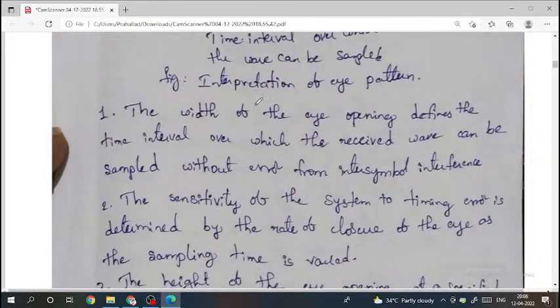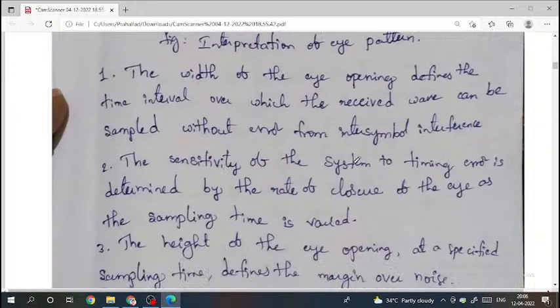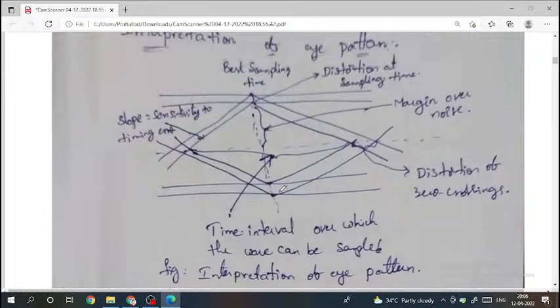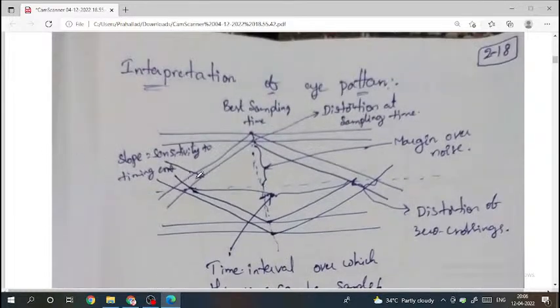Okay, so the same is explained here also. The width of the eye opening defines the time interval over which the received wave can be sampled without error from intersymbol interference. And the second one is that the sensitivity of the system to timing error is determined by the rate of closure of the eye as the sampling time is varied. So when the sampling time is varied, the rate of closure of the eye is called the slope.